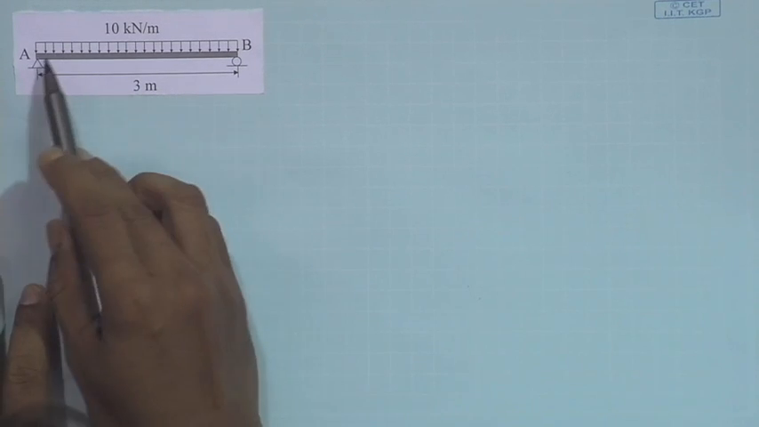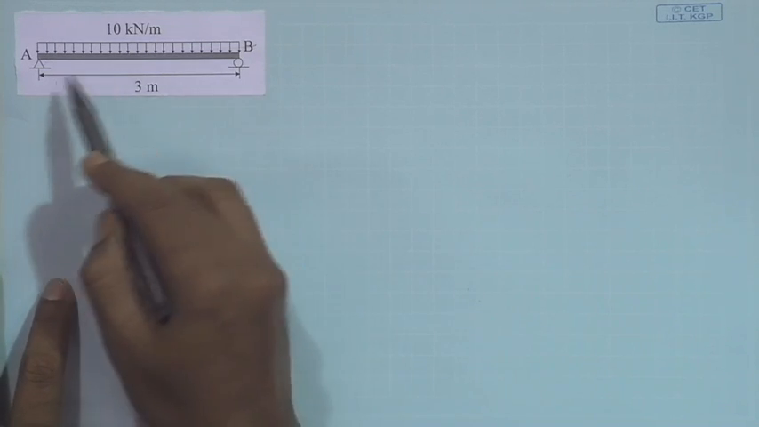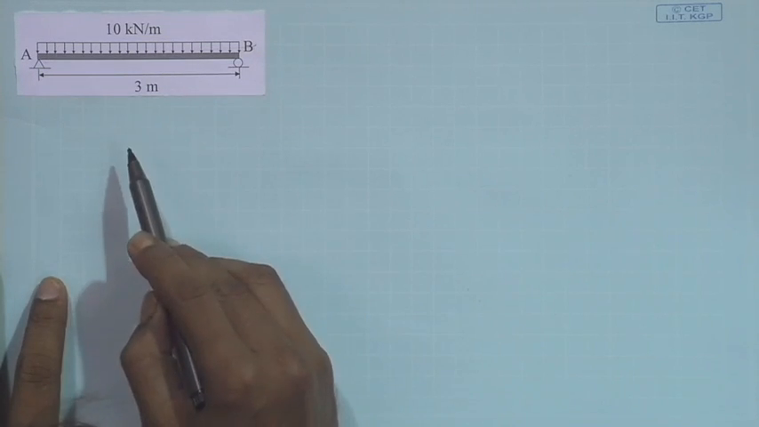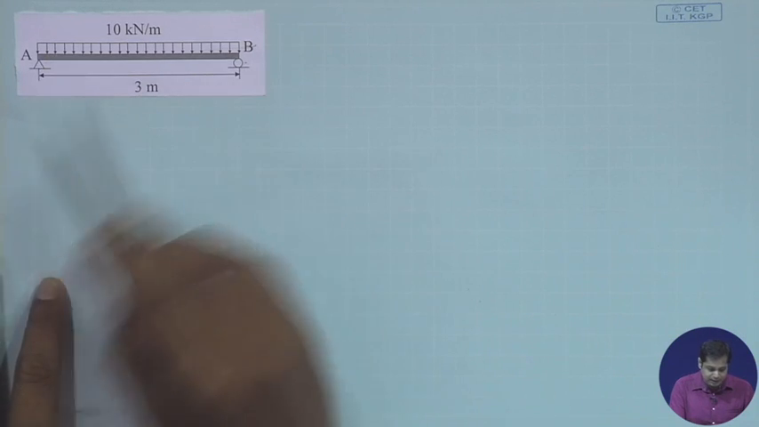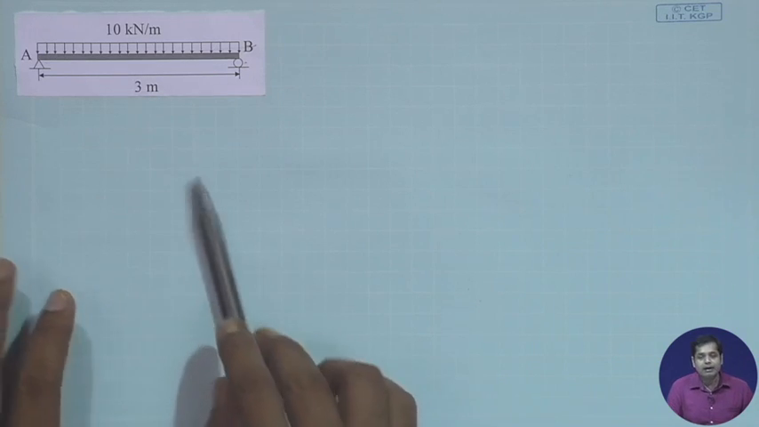Now, the first example is a simply supported beam which is subjected to a uniformly distributed load. What we have to do is first find out the reactions at the support, then we need to determine the bending moment. The bending moment diagram is essentially the graphical representation of moment and shear force, which tells you how the moment and shear force vary along the length of the beam. Let us find out that.